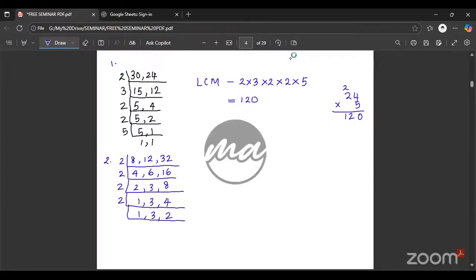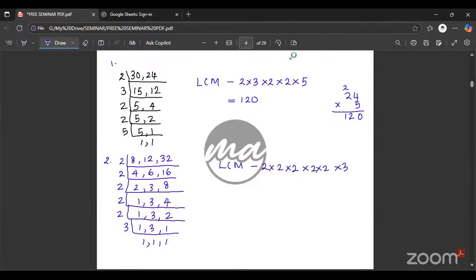Again, we divide it by 2, 1, 3, 3. Then we can divide again by 3, which will be 1, 1, 1. So its LCM will be 2 into 2 into 2 into 2 into 2 into 3.